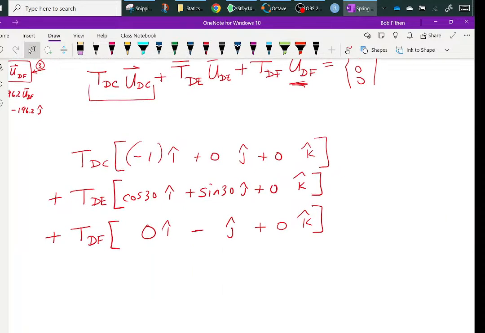Now, if I want to write this as a matrix, which I've almost done, kind of, you have to tilt your head sideways to see this.